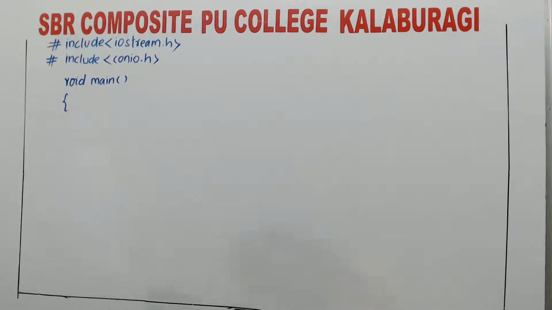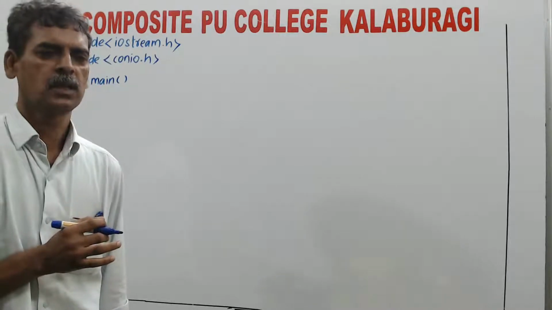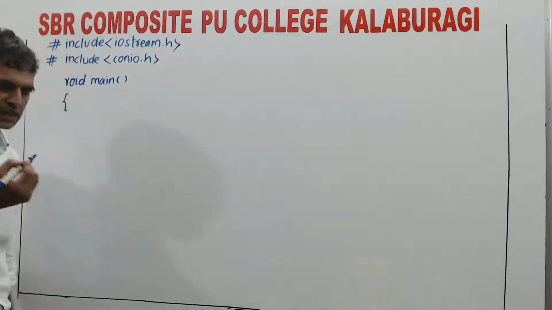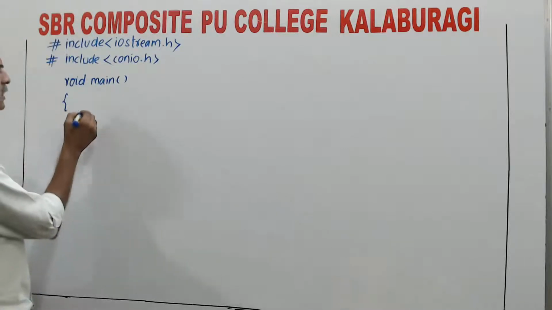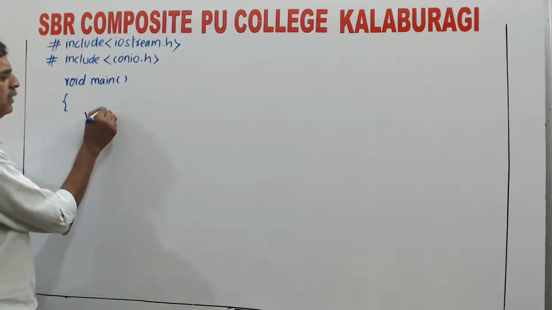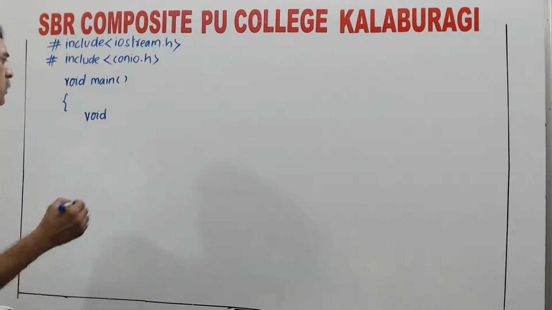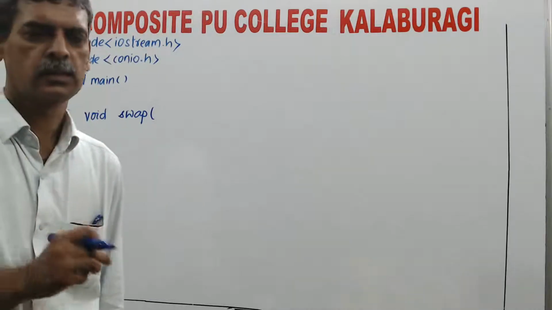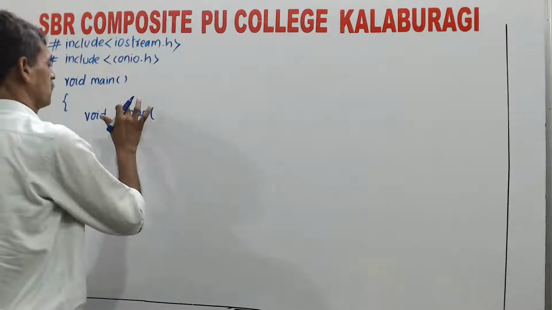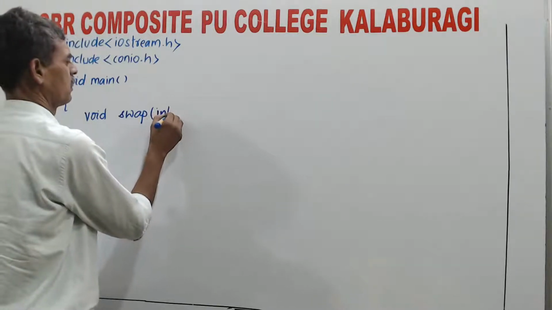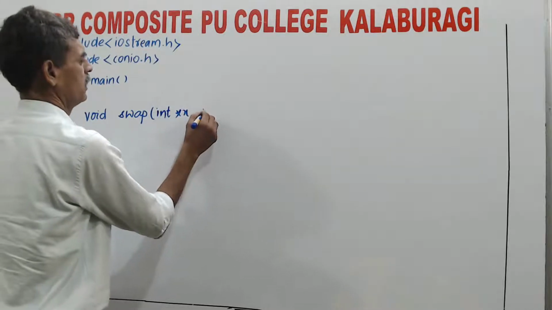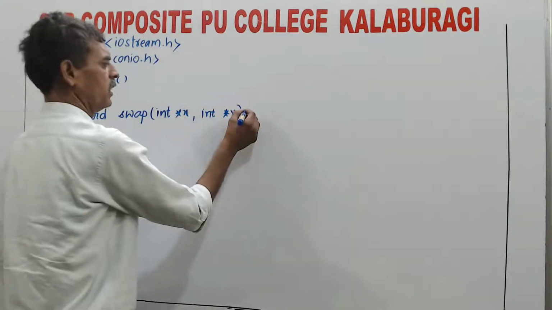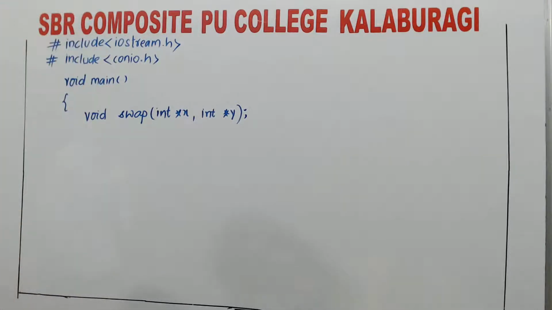Here the function prototype: declaration of a function before its usage is called a function prototype. The declaration includes the return type specifier. This function doesn't return any value, so the return type specifier is void. The function name is swap. Here we are passing two integer pointers as arguments: int star x, comma, int star y. These x and y are the two pointers passed as arguments to the function swap.